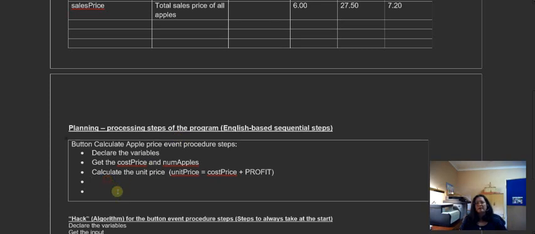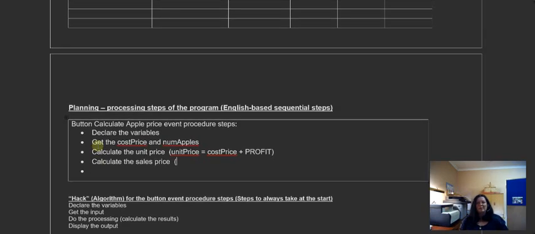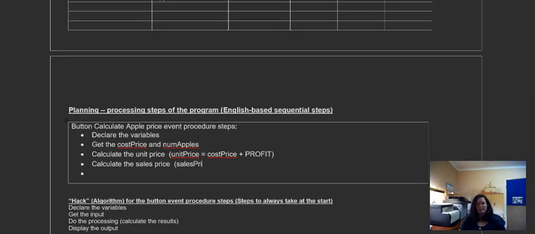So step 1 would be to calculate the unit price. Step 2, the processing steps very often might consist of 1 or 2 or 5 or 10 steps, depending on what the program must do. I will need to calculate the sales price, and my formula is sales price is equal to the unit price times, we don't use an X in programming, that's used in mathematics only. The asterisk shows us multiplication in programming. So unit price times the number of apples. Oops, like that. Okay. Calculate the sales price. Sales price is unit price times number of apples.